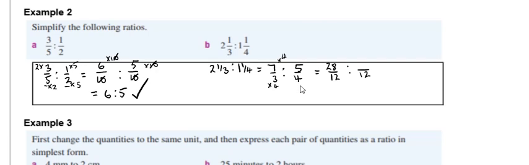5 over 4. To change the 4 into a 12, I'm going to times by 3, and I'm going to times the top by 3. So 4 3s are 12, 5 3s are 15. Just like before, a quick way of doing it is to say that 12 is a denominator common on both sides. I can just cross them off and I'm going to end up with 28 to 15. A quick check: are there any numbers that go into 28 and 15? There aren't, so that is my answer.